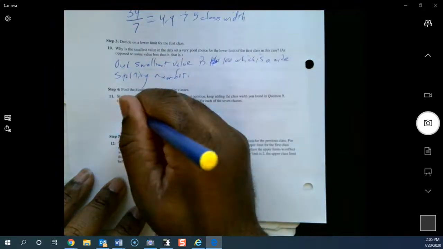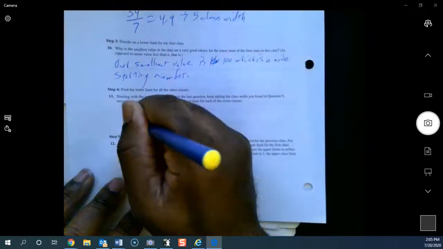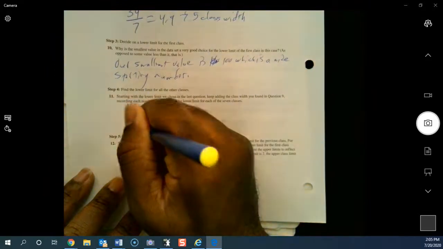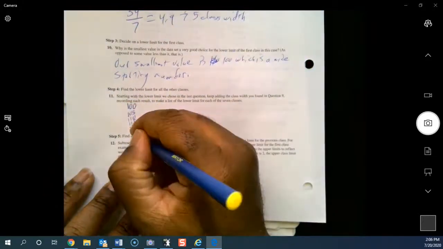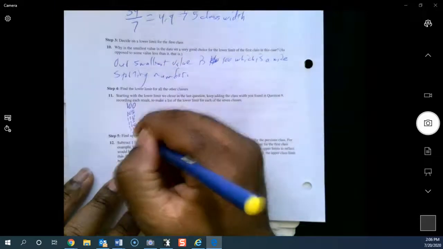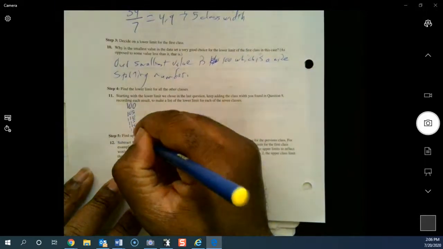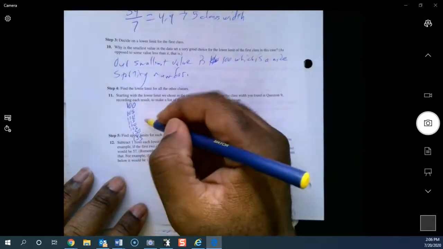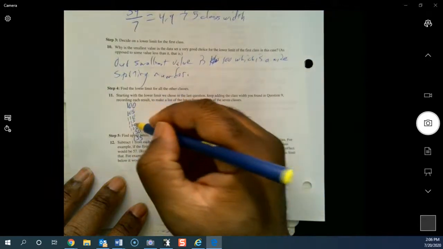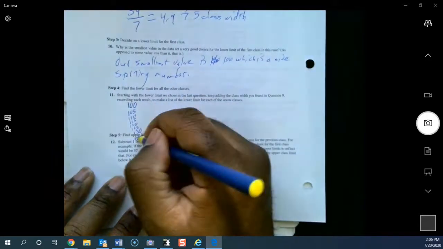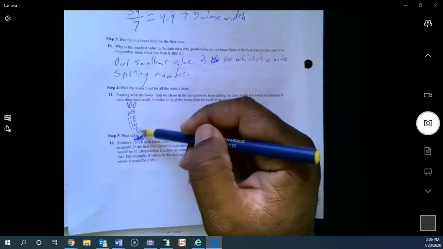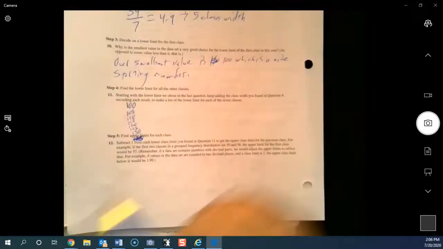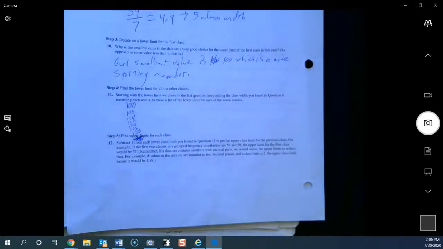So it'll be 105, 110, 115, 120, 125, 130. And I ran out of space, but it'll go from 100, 1, 2, 3, 4, 5, 6. Oh, I was supposed to stop at 130. Okay, so it's supposed to go from 100 to 130. Those are the lower limits.